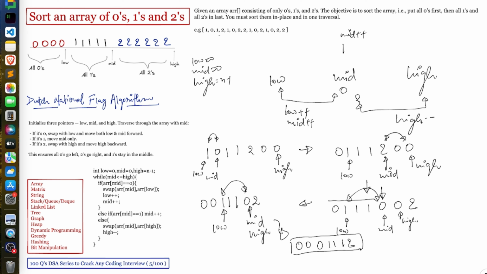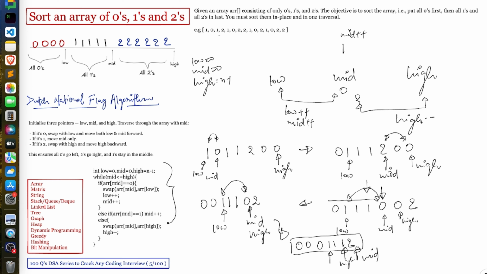And see, this is sorted. And once you do mid++ and low++, low would be pointing to this index and mid would be pointing to the last index. So here is my mid, but high is unchanged, right? High is here. But see, now we will break from this while loop.